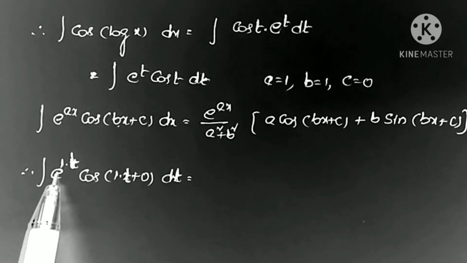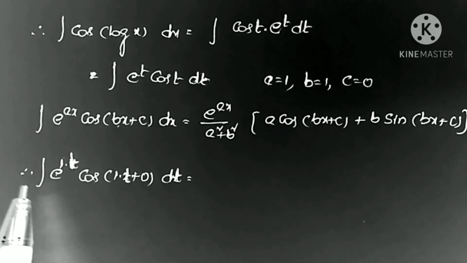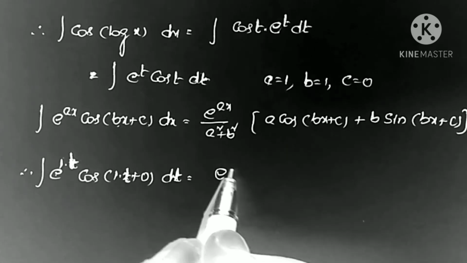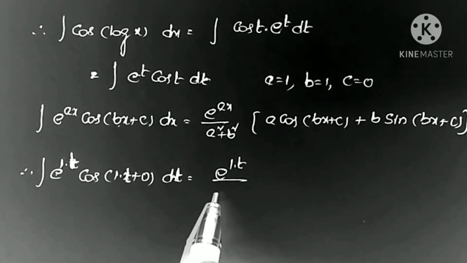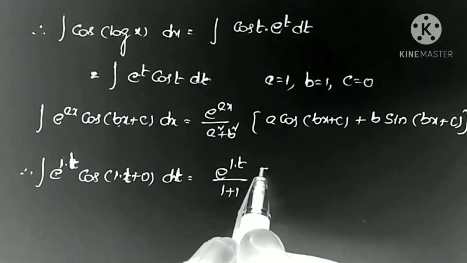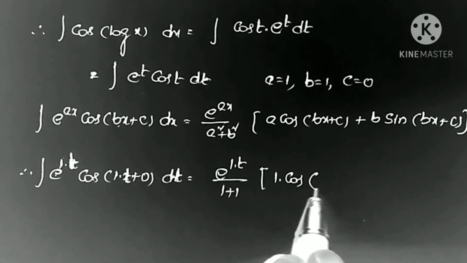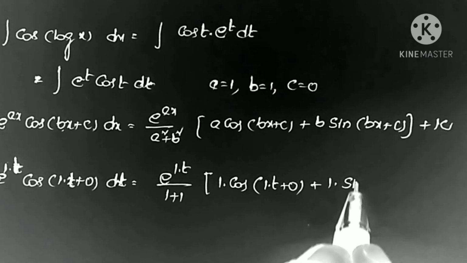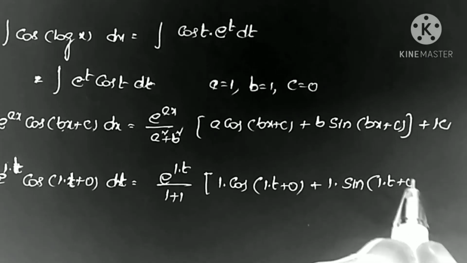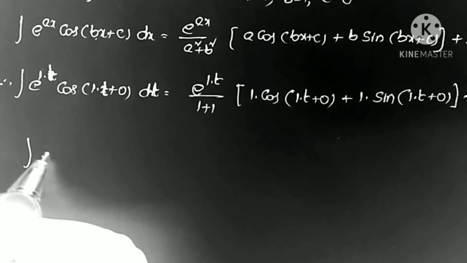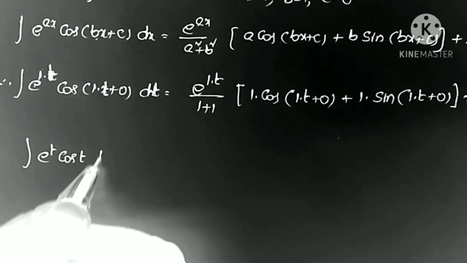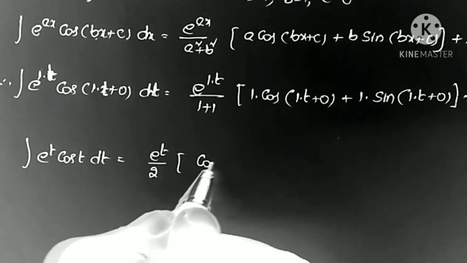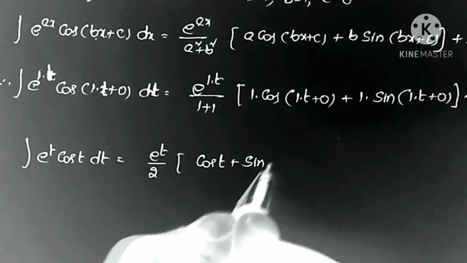Now replacing the values, we have the problem in terms of t, that is integral e^(1·t) cos(1·t + 0) dt is equal to e^(1·t) by 1² + 1² into [cos(1·t + 0) + 1 sin(1·t + 0)] plus k. This integral e^t cos t dt is equal to e^t by 2 into (cos t + sin t) plus k.